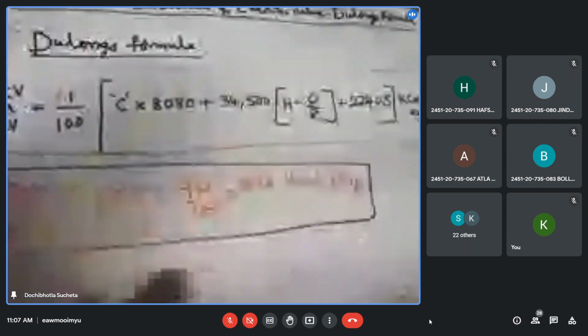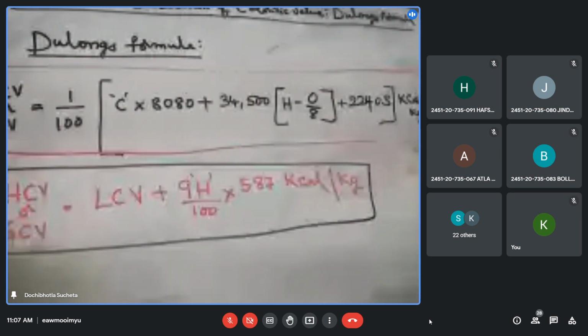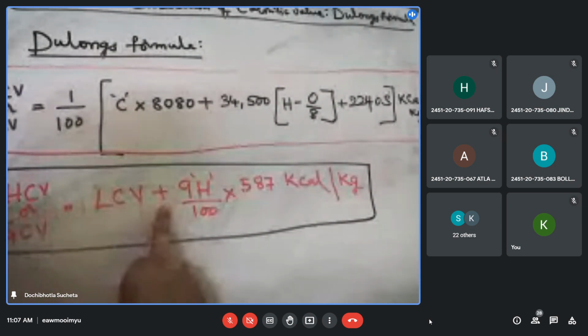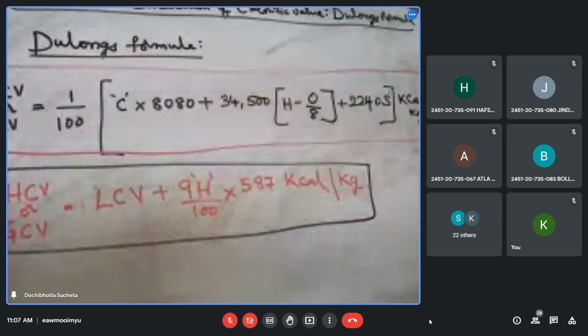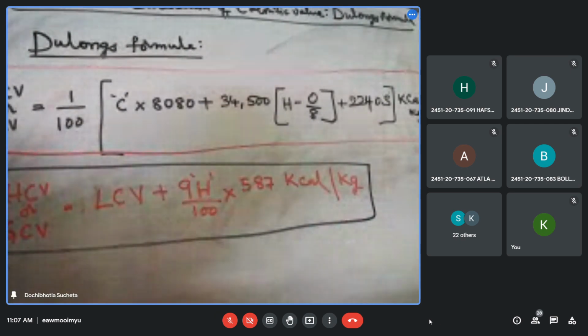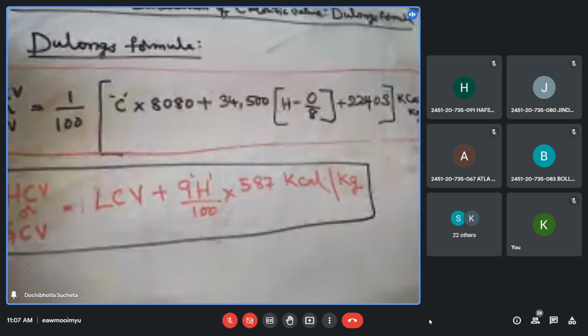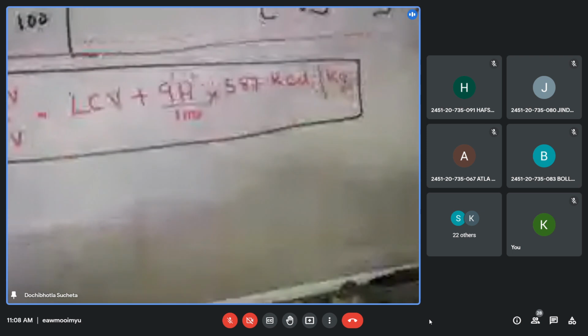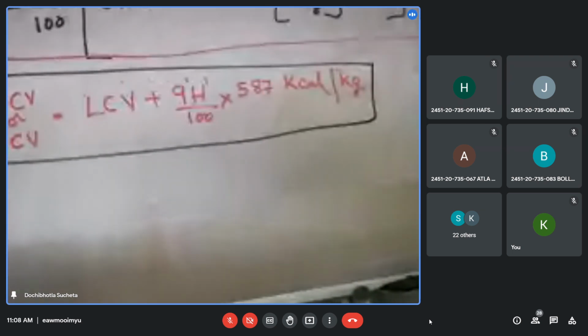Now, after calculation of HCV, I want to calculate LCV. LCV will be equal to HCV minus latent heat of condensation of steam. I hope you all have taken down the formula. Then I'll rub this and I'll start explaining how I got this. Let me adjust the board in such a way that I can explain.